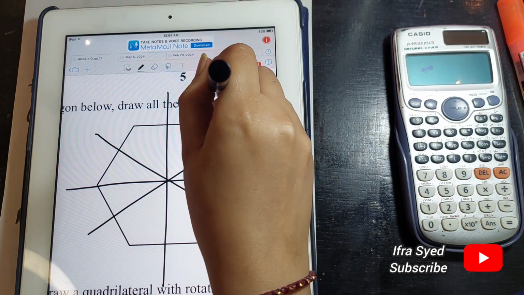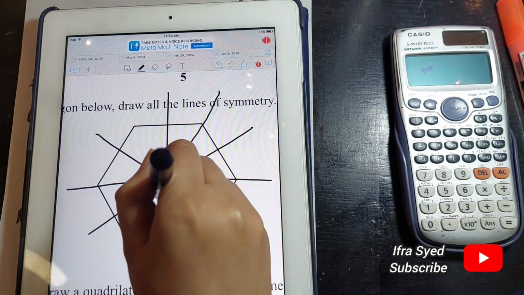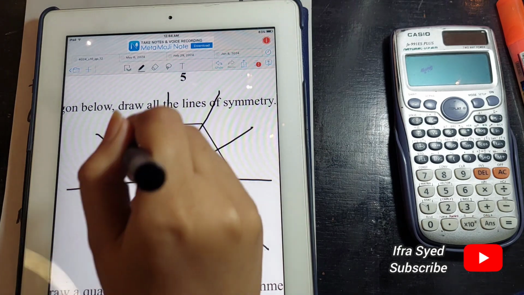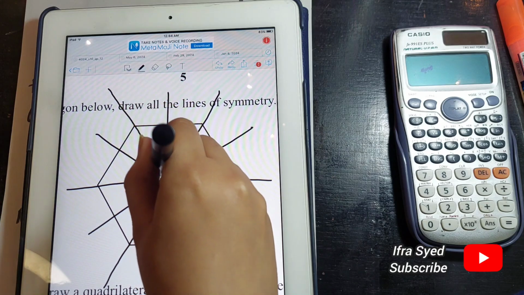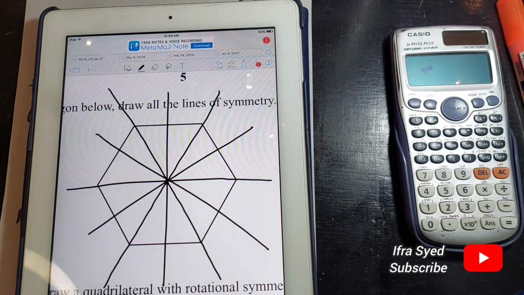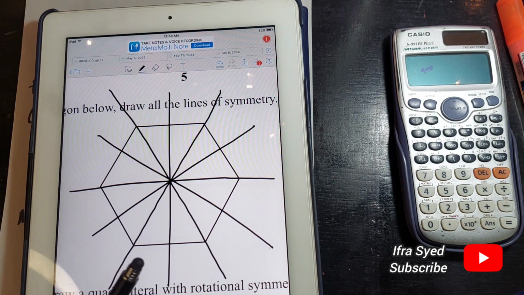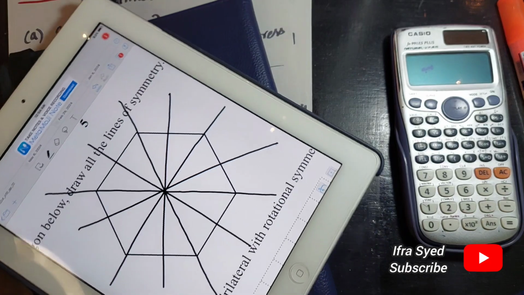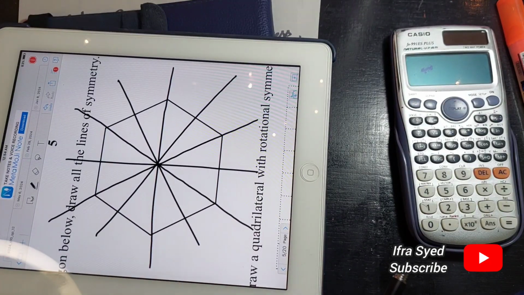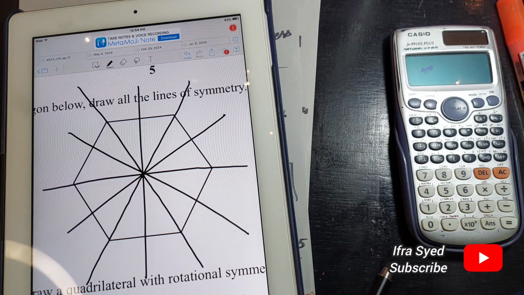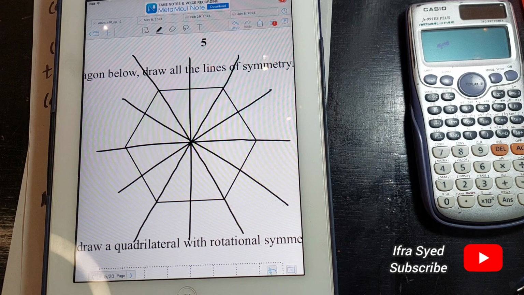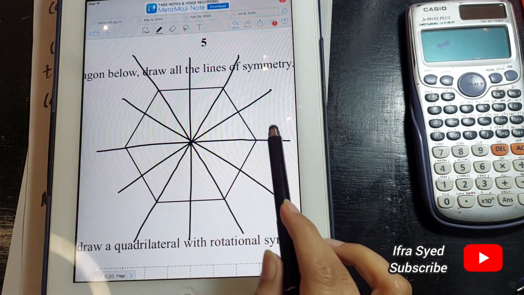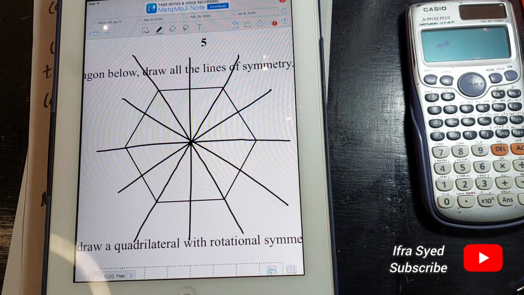And we can also draw this line in it. And we can also draw this line. So you can see that it is identical from both sides, and if we turn it, it is also identical from both sides, and also if we flip it, it will also be identical from both sides. So let's count how many lines of symmetry this figure has. It has 1, 2, 3, 4, 5, 6. It has 6 lines of symmetry in it.